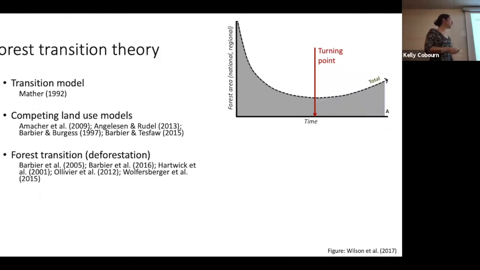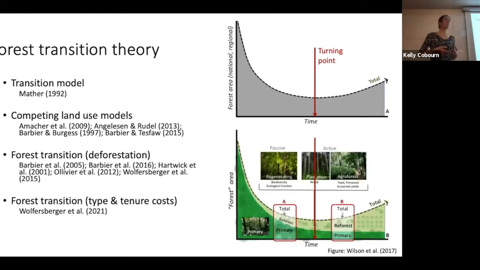Most of these papers have focused primarily on this deforestation phase and looking at the transition from primary forest to agriculture. The study that we'll be building most directly on is a recent extension to this literature by Wolfersberger et al. That looks at the role of forest type throughout the forest transition, as well as tenure costs.